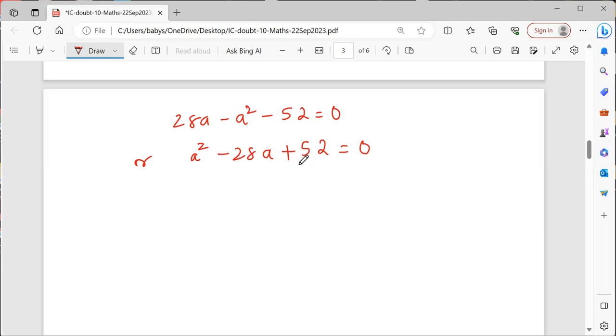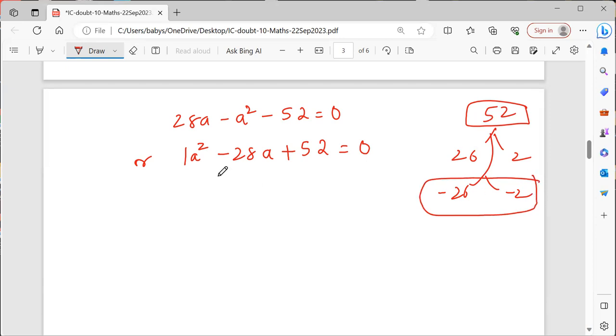Now you can use Sridharacharya's formula, or as I said, you can use splitting the middle term, 28 into... I will not go with 26. I'll go with minus 26 into minus 2. I want a positive product, isn't it? So 1 into 52 is 52. And because I want negative 28, that's the reason I chose two negative factors.